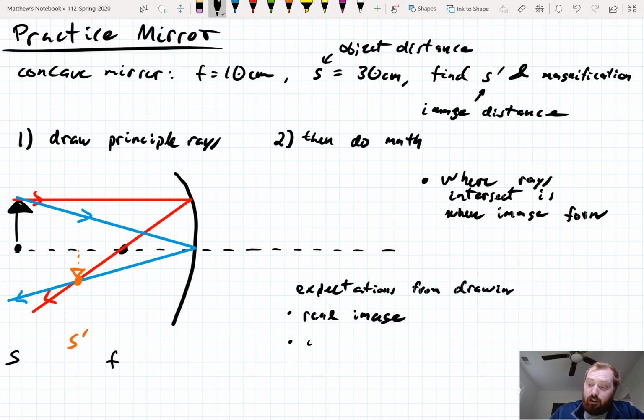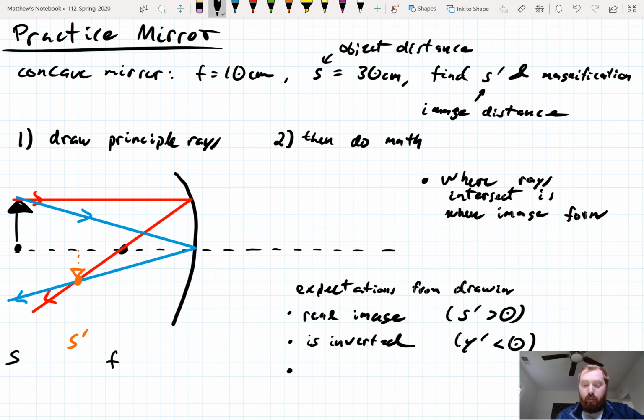Also, we expect the image is inverted. That's to say that y prime should be a negative number. And finally, real image implies that S prime is a positive number. Finally, we can say that I expect the magnification M is less than 1. These are the three conclusions we've got from just drawing two rays. Real image, inverted, magnification has shrunk. The arrow is a smaller arrow.